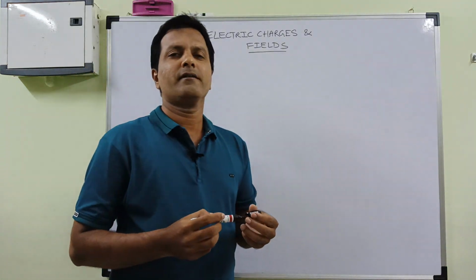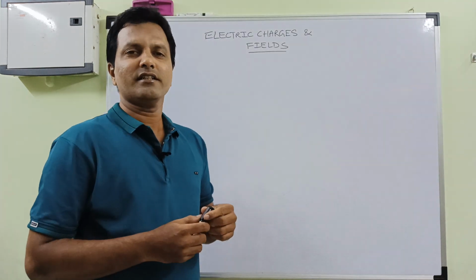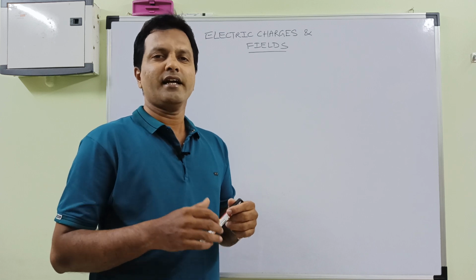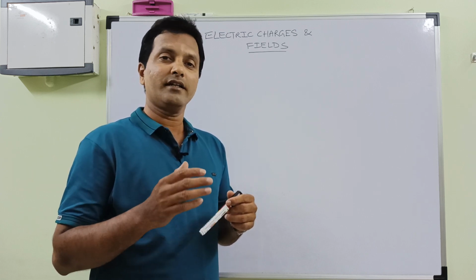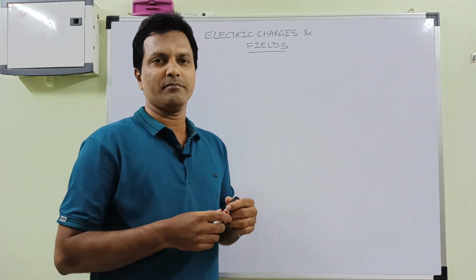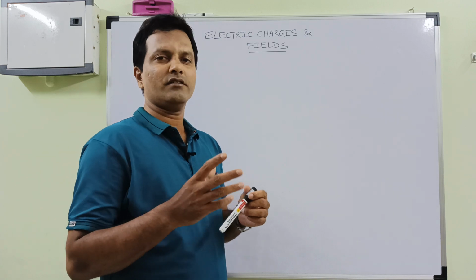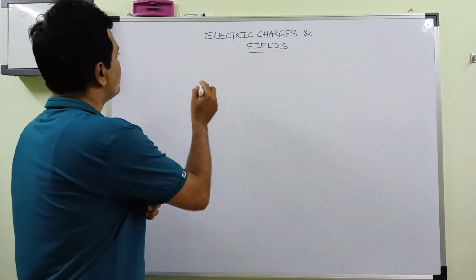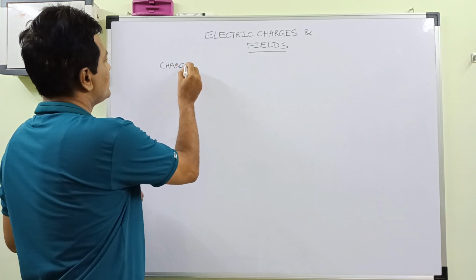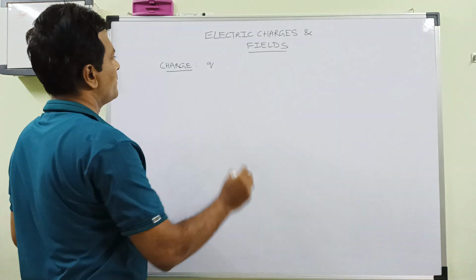So first of all, what is a charge? A charge is a fundamental property of a body by which it produces and experiences electrical effects and magnetic effects both. This is the fundamental definition of charge. Charge is represented with q.